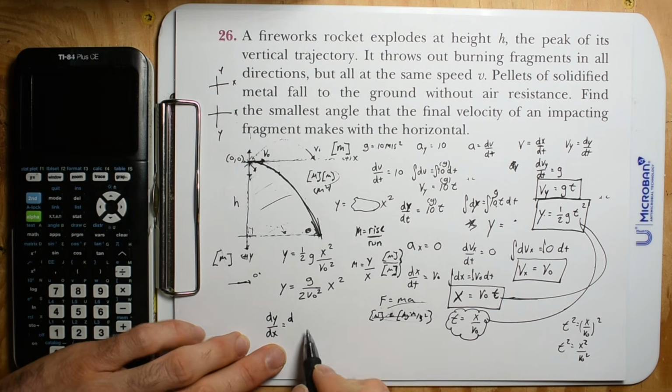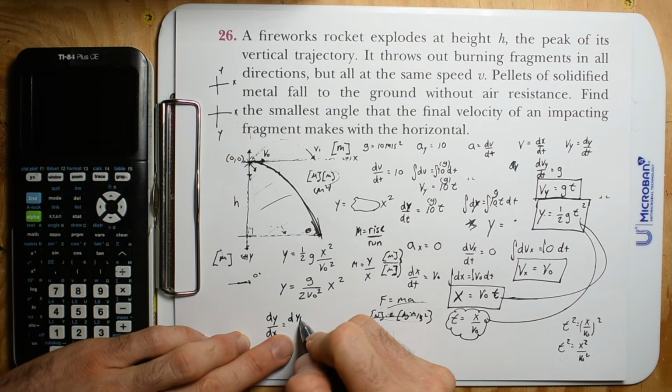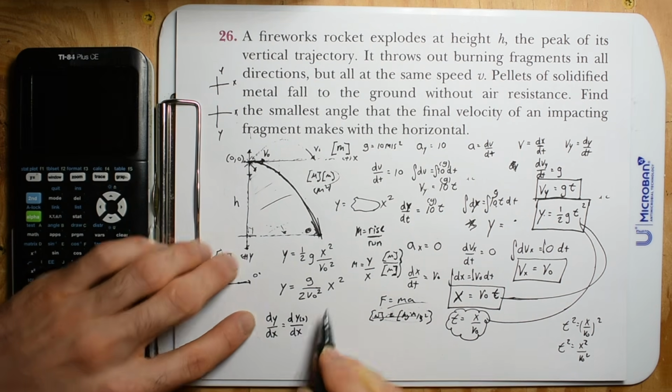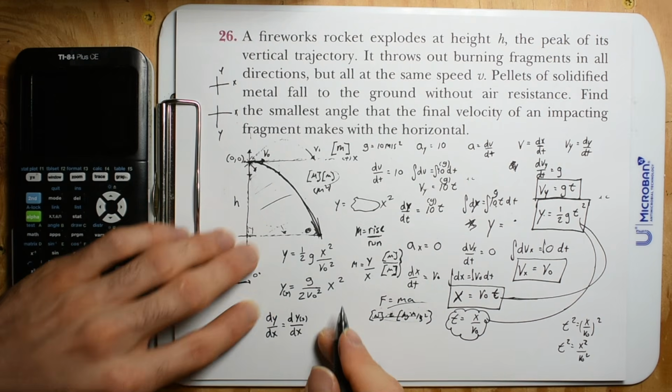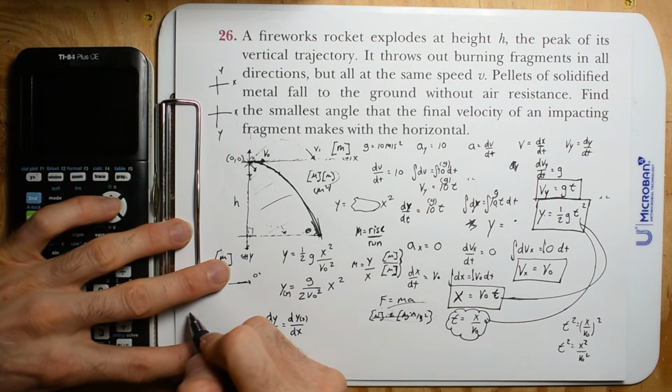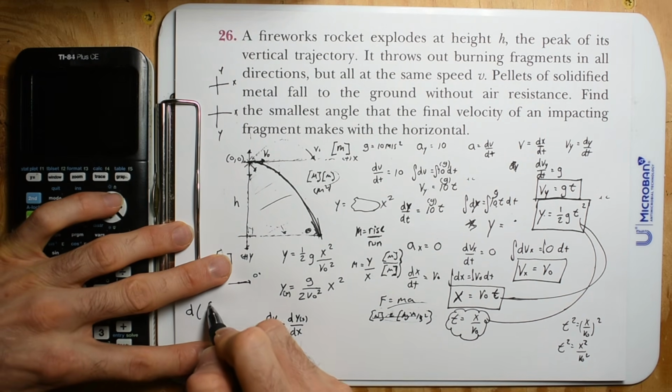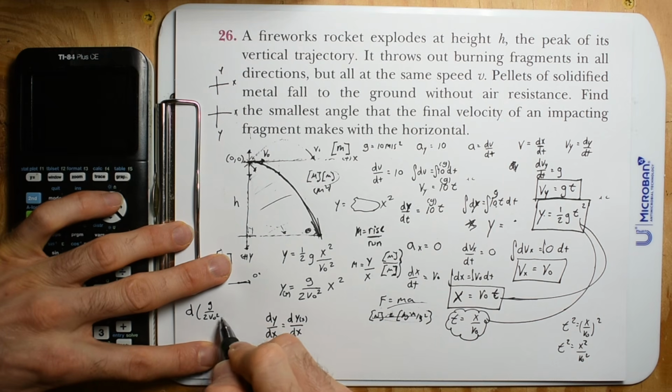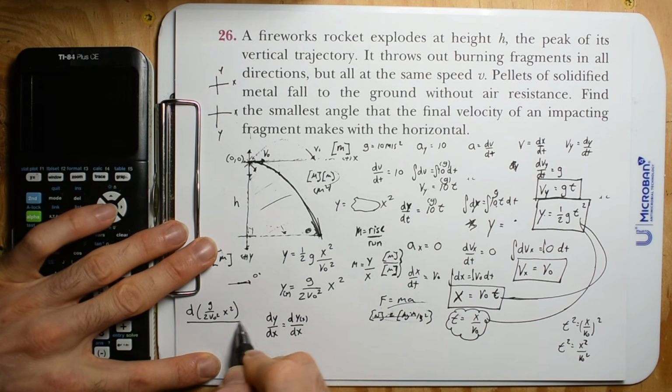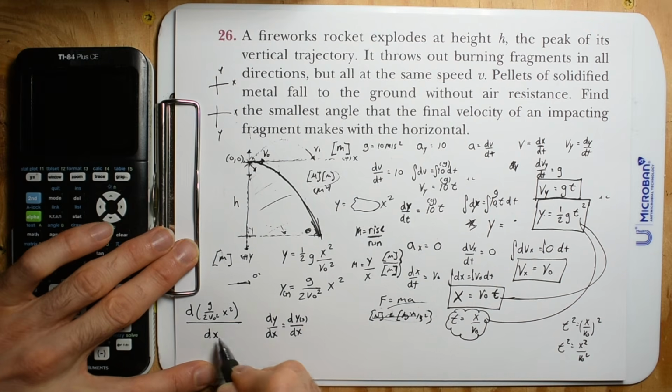Always write the derivative one extra step. Hey, it's dy of x dx. See, hey, this is my equation of x. And then you could even do it one step. You could even say d of g divided by 2 v naught squared x squared. You're taking the derivative of this with respect to x.